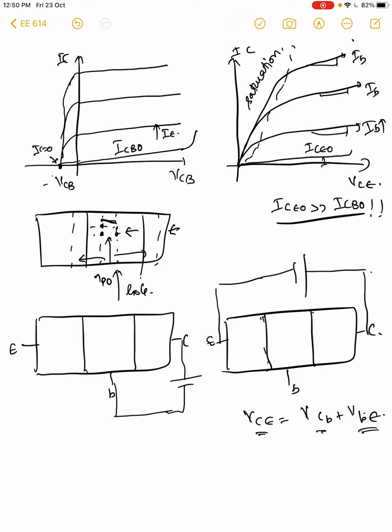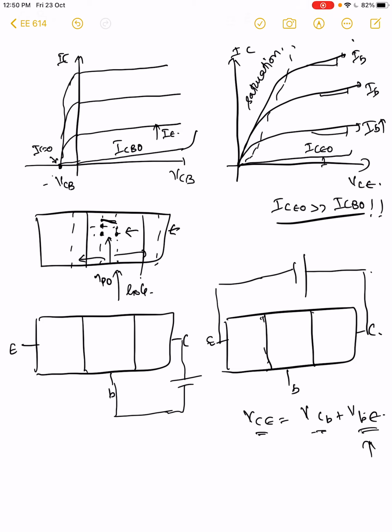If I have to increase IB, I have to increase the base emitter voltage. So if I increase this one, I have to increase VCE to actually have VCB on the positive side, to have it in the reverse bias situation.